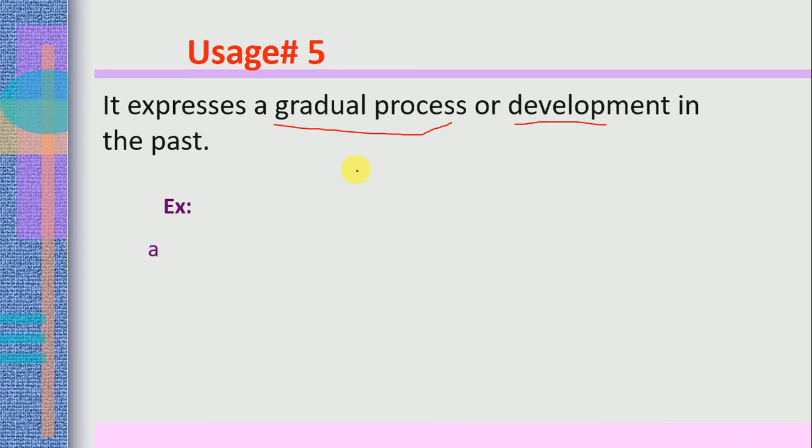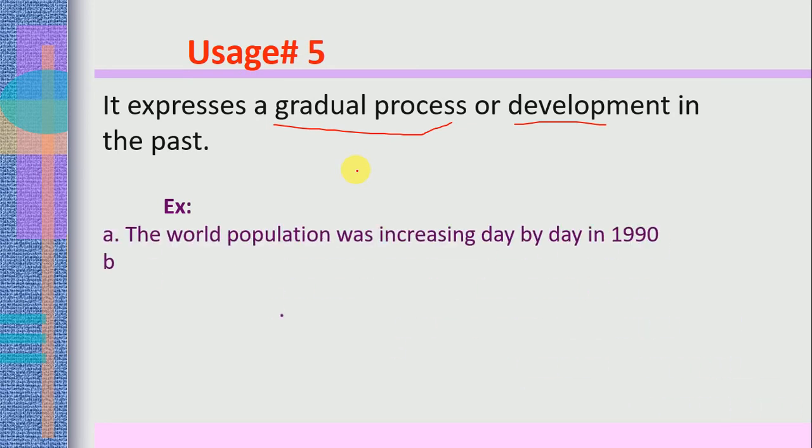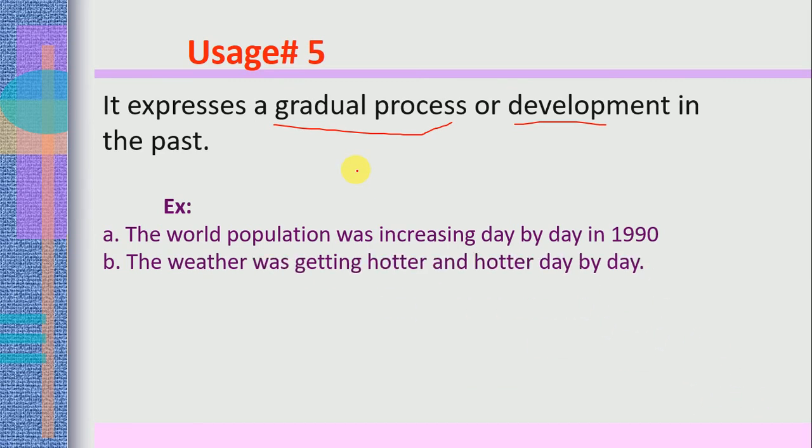For example, you see this: the world population was increasing day by day in 1990, or the weather was getting hotter and hotter day by day.